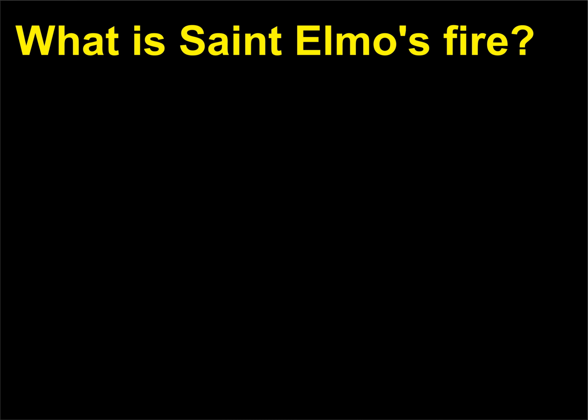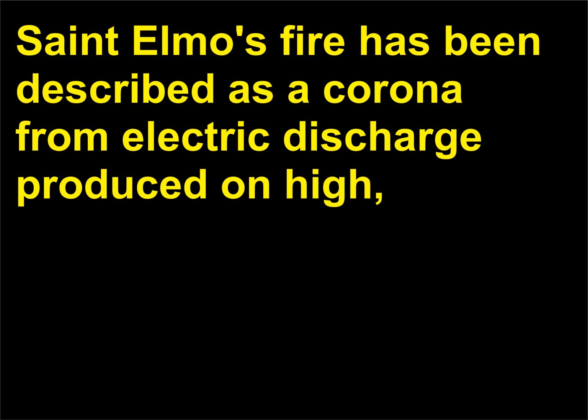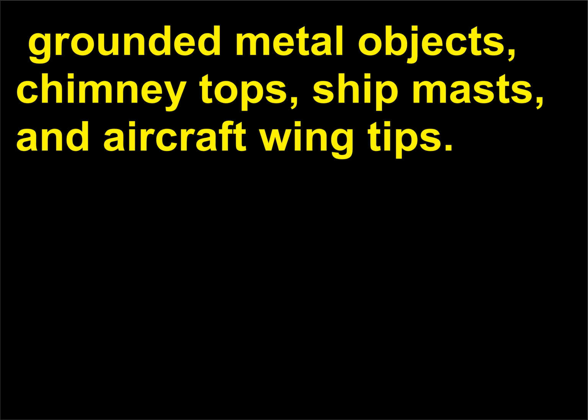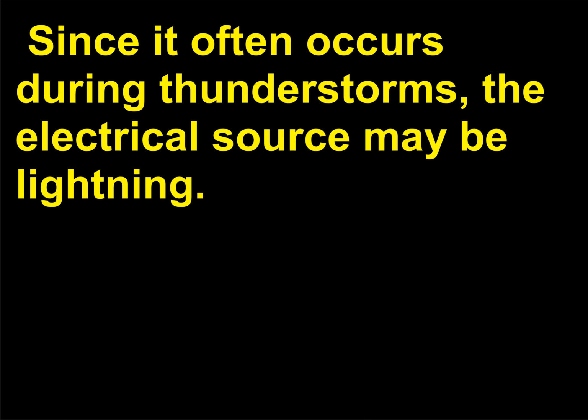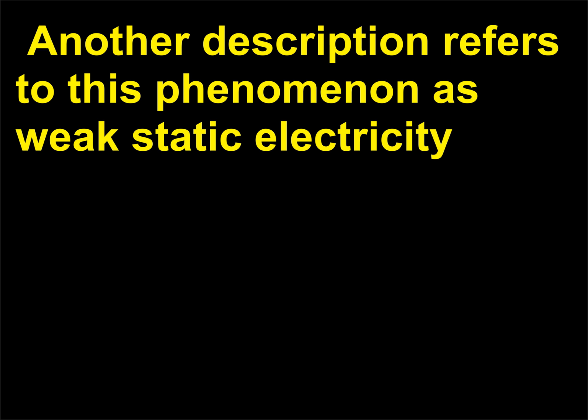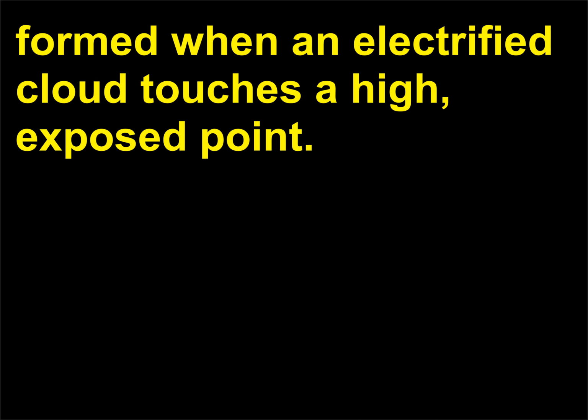What is St. Elmo's fire? St. Elmo's fire has been described as a corona from electric discharge produced on high grounded metal objects, chimney tops, ship masts, and aircraft wingtips. Since it often occurs during thunderstorms, the electrical source may be lightning. Another description refers to this phenomenon as weak static electricity, formed when an electrified cloud touches a high, exposed point.